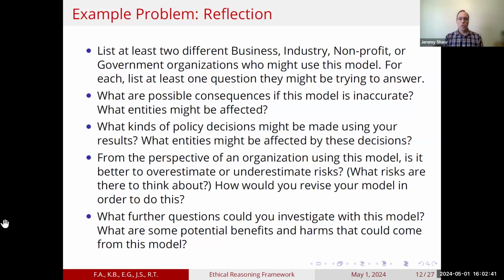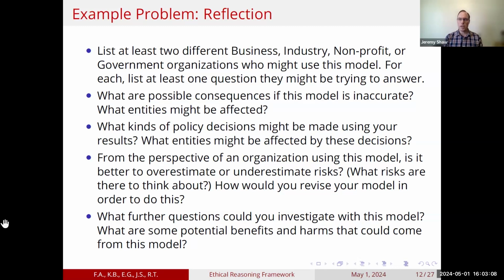And so maybe that means the process of mining the iron going into this forge. Is that an environmentally economical process? Are there harms being done to the environment in all the decisions that made it to get to this point where you can use this model? From the perspective of an organization using this model, is it better to overestimate or underestimate? What are risks to think about? How would you revise your model in order to do this?